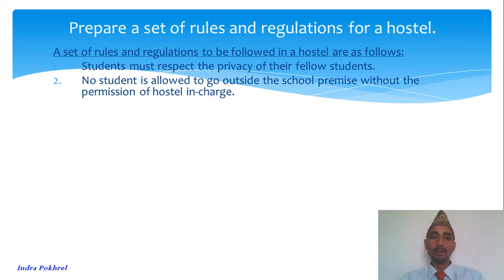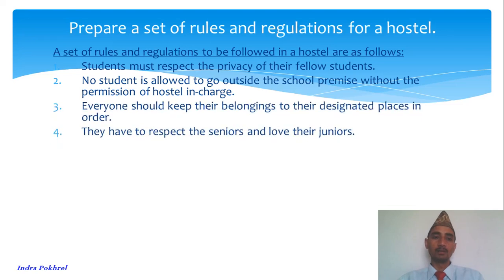For example, number one: students must respect the privacy of their fellow students. Two: no student is allowed to go outside the school premise without the permission of hostel in charge. So if you observe point number one and two, you find here the subjects, students and no student, in each of number one and two. And similarly, if you observe the structure, there is must and is allowed to. So in the first case, it is the active voice modal auxiliary we have used here, and in the second case we have used passive voice.